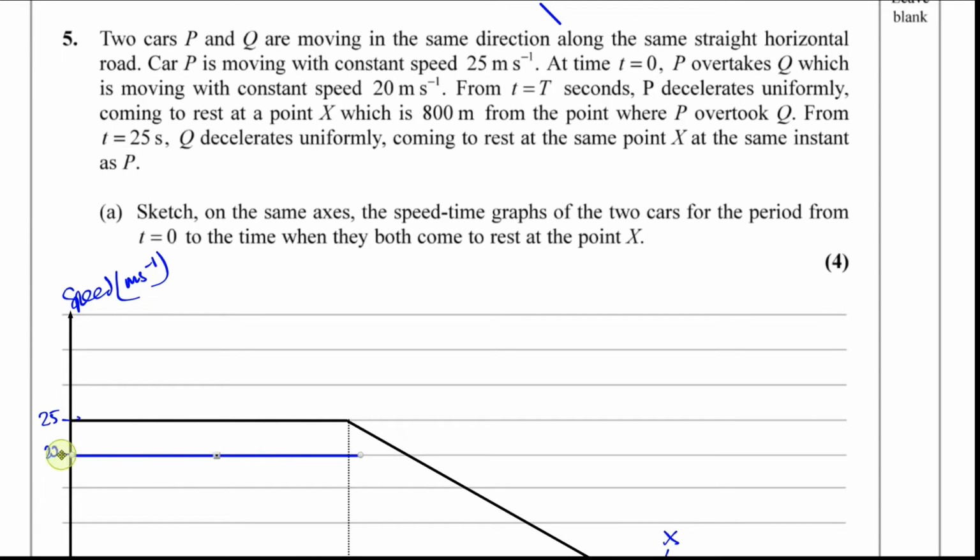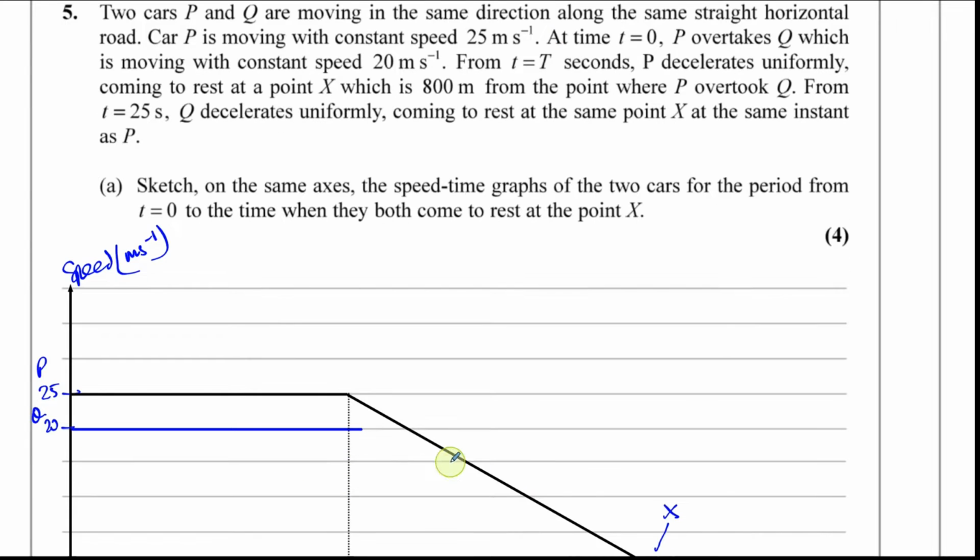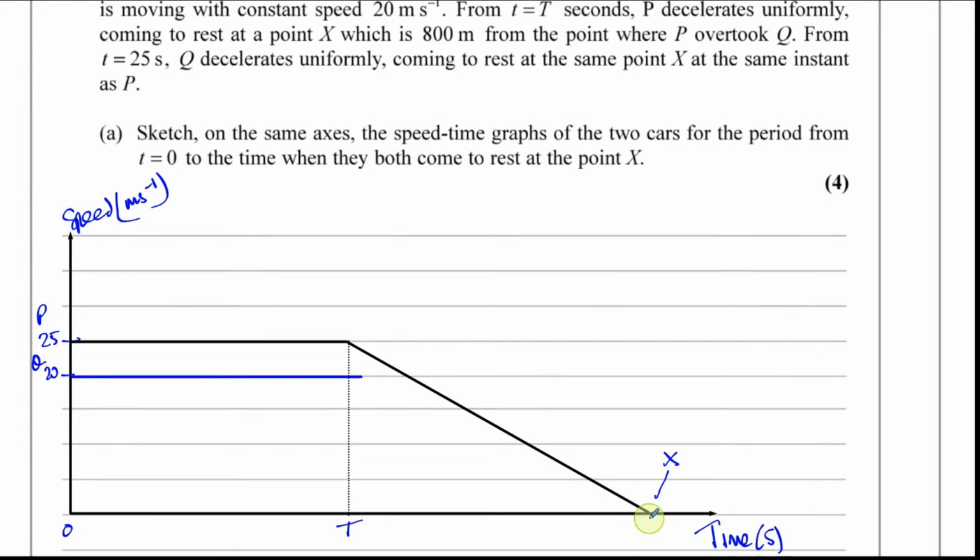So P overtakes Q. So this is Q, this is P. Okay, so this is P, and this is Q. So P overtakes Q at this point, so they're at the same place at the same time. And they both come to rest at the same point here. So that means they cover the same distance.